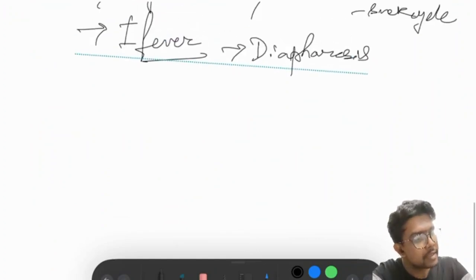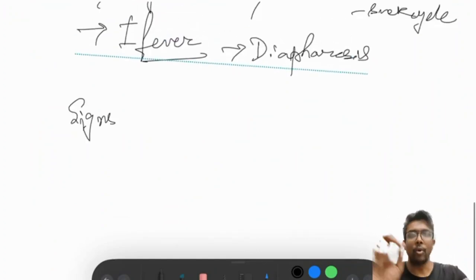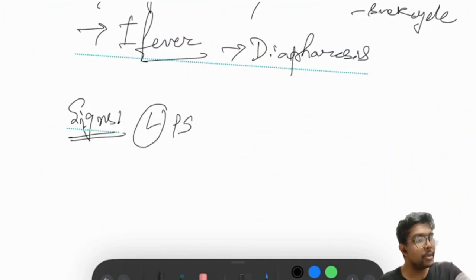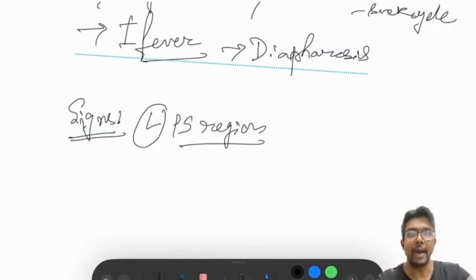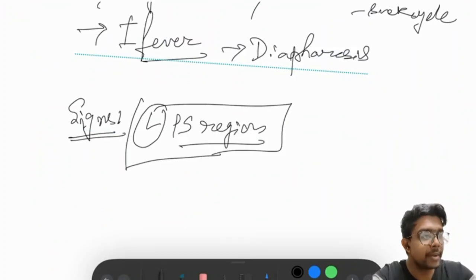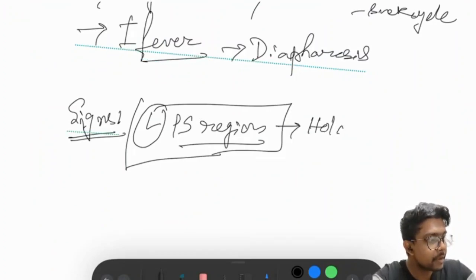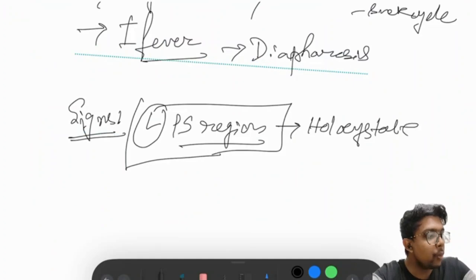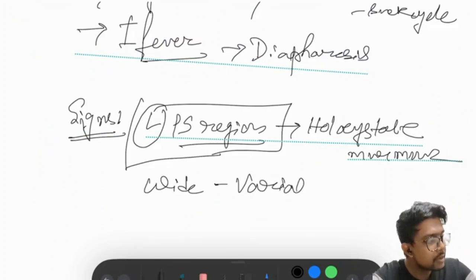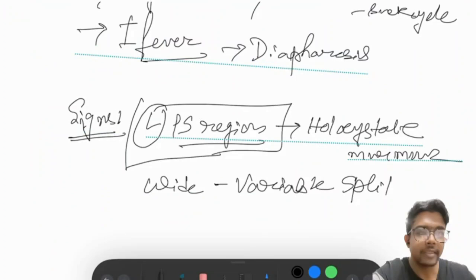Now these are the clinical features. What will be the signs? When you put your stethoscope here, mainly in the left parasternal region, there will be a murmur heard. The murmur will be heard throughout the precordium, but mainly in the left parasternal region. There will be a holosystolic murmur, I have discussed it earlier. There will be a wide variable split of the second heart sound. These are the main signs.